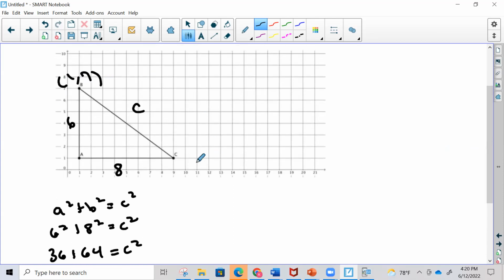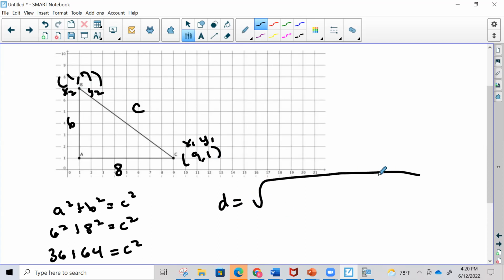If I wanted to do it the other way with the distance formula, this point is 1, 7. This point is 9, 1. Let's say this is x1, y1, and this is x2, y2. Again, it doesn't matter which point you call x1 and which one x2, you'll get the same answer. It's just when you subtract, you'll get opposite signs. But when you square it, it doesn't matter.